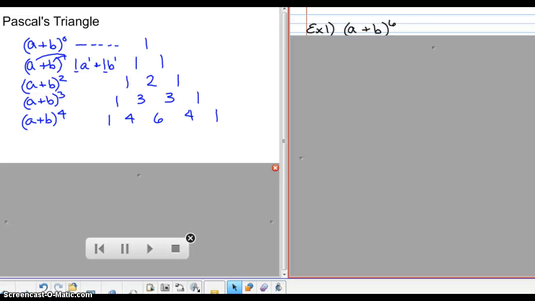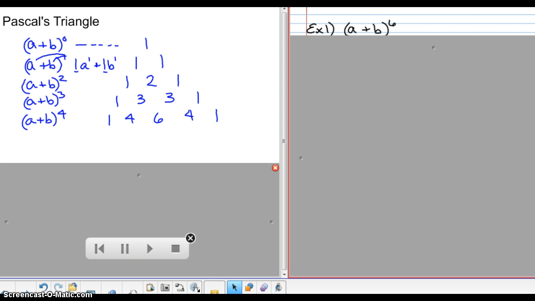This is the second video in discovering Pascal's triangle. Here we're going to apply it to foiling polynomials. Notice on the left I have Pascal's triangle that we used in the previous video. If you've not watched the previous video, please stop this recording and go back and watch the Discovering Pascal's Triangle.